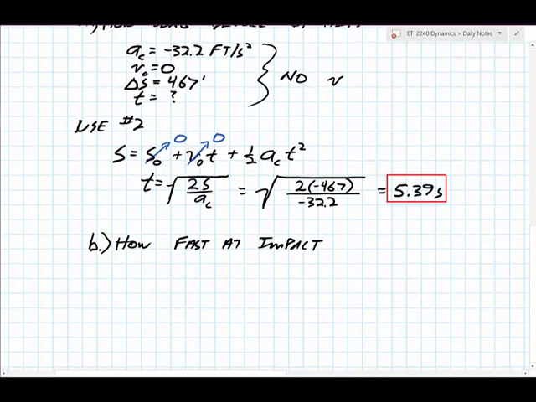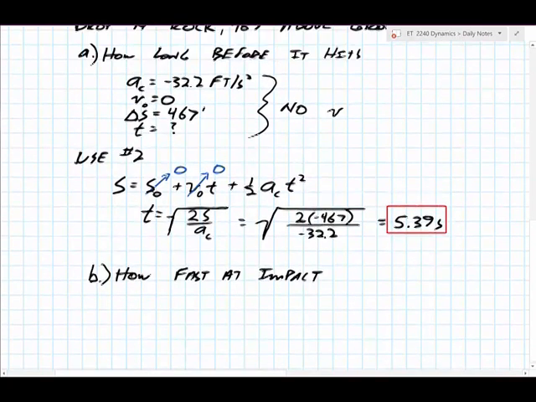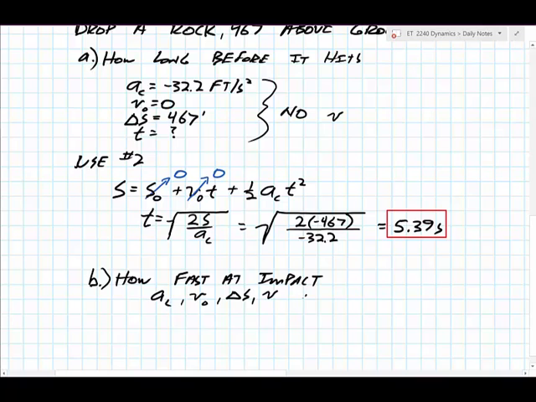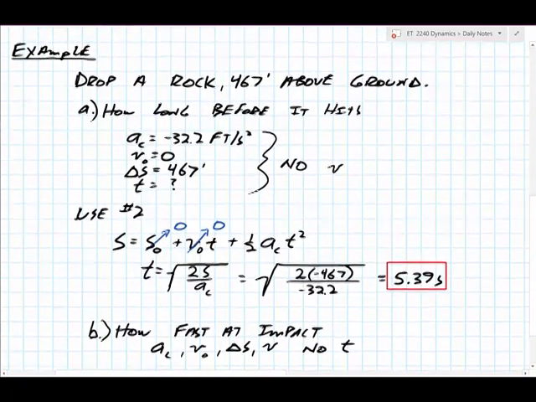If I want to know how fast it is at impact, I go back up to my same fundamental 3 equations. So I have this acceleration, I have this initial velocity, I have this delta S, and in this case what I'm looking for is a final velocity. So what I don't care about then is time, there is no time referenced here. Now I could go up and use the fact that I found the time in part A. I think a better problem solving strategy is not to rely on what I did in part A, in case I had an error and I don't want the error to propagate through.